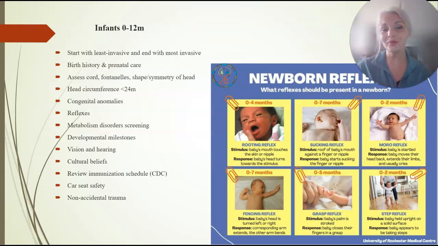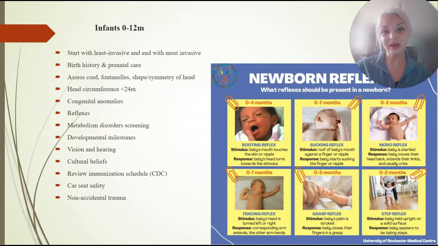Starting with infants from birth to 12 months, very important to get a birth history as well as prenatal care. All of your health history is going to come from the parents or caregiver. We're going to assess the cord, assess the fontanelle, both the anterior and posterior, the shape and symmetry, as well as circumference of the head, assess for any congenital anomalies, making sure that this little patient got their newborn screenings completed, any errors of metabolism that need to be treated.